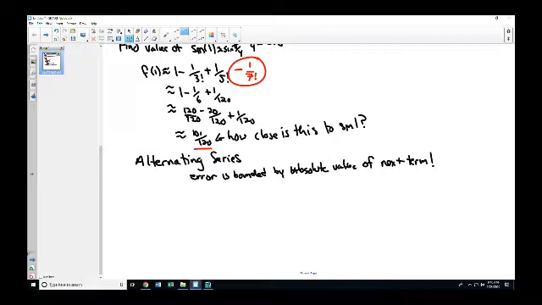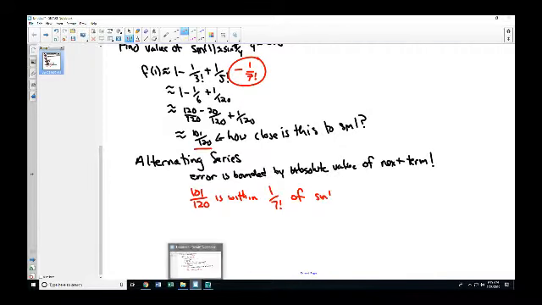So the farther out, our max error is within 1/7 over 7 factorial, whatever that is, of sine at 1. Because it's the absolute value of that, right? So what's 1 over 7 factorial? 1 over 5,040. That's about 2 ten-thousandths. That's insane.